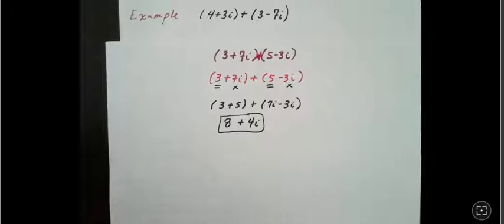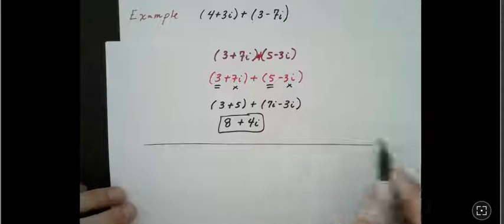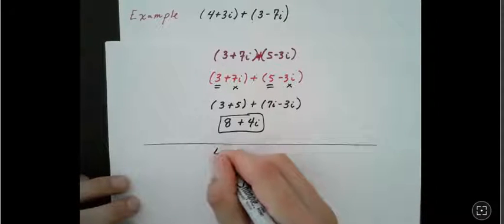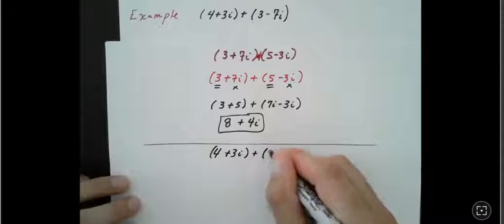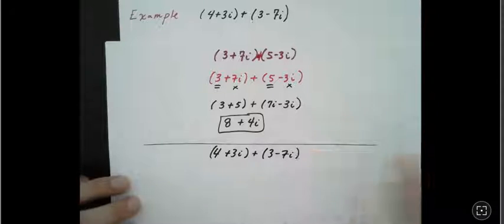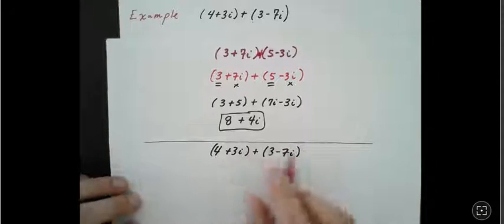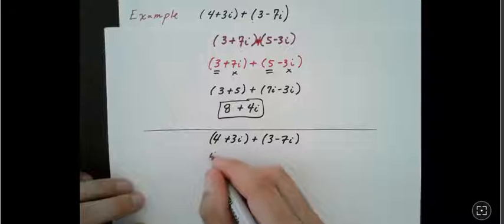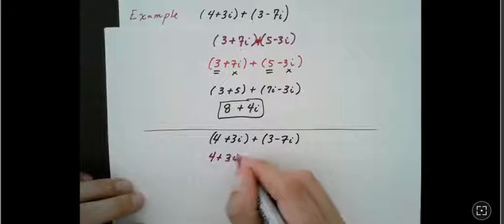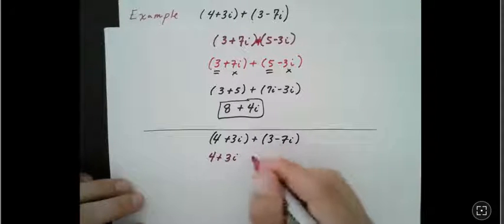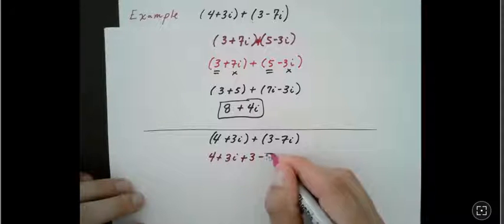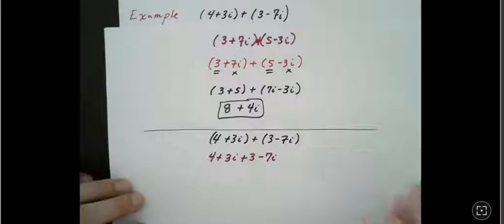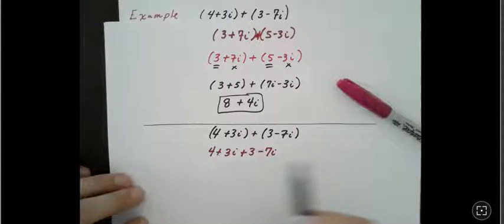Example number 2 here. You have 4 plus 3i plus 3 minus 7i. With this, you can literally just drop the parentheses if you want. So 4 plus 3i, I can do that because we're just adding this term. So 4 plus 3i plus 3 minus 7i. I just drop the parentheses. Same thing is written. Now I can combine like terms.